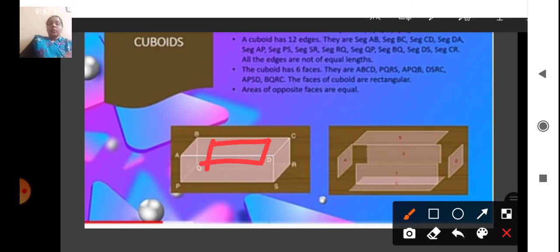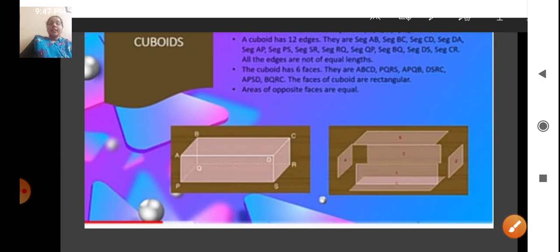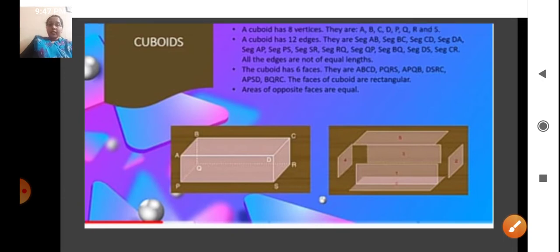BQRC. So in all, cuboid has 6 faces. It has 12 edges. And it has 8 vertices. Opposite faces of cuboids are equal. Understood, children? And the faces of cuboid are rectangular. It is like a rectangle. Clear everyone about cuboids? Great.